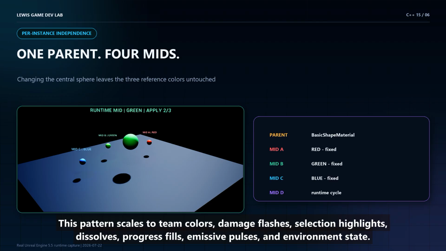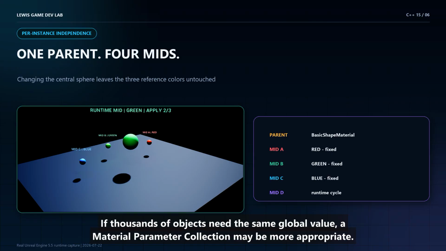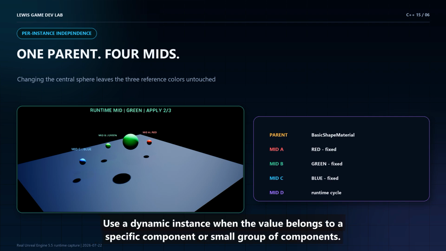This pattern scales to team colors, damage flashes, selection highlights, dissolves, progress fills, emissive pulses, and environment state. If thousands of objects need the same global value, a material parameter collection may be more appropriate. Use a dynamic instance when the value belongs to a specific component or small group of components.